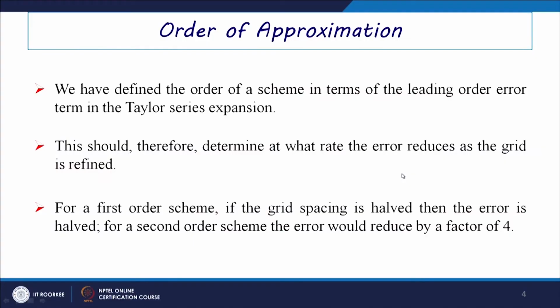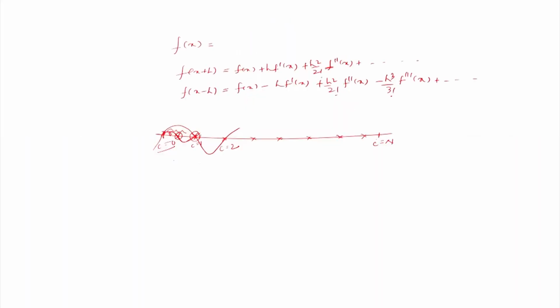So, we have just defined the order of a scheme in terms of the leading order error term in the Taylor series expansion. If you see the central difference approximation, we write it as f dash x equals f of x plus h minus f of x minus h, divided by 2h, plus order of certain terms. Whether it is order of h or order of h square, we do not know.